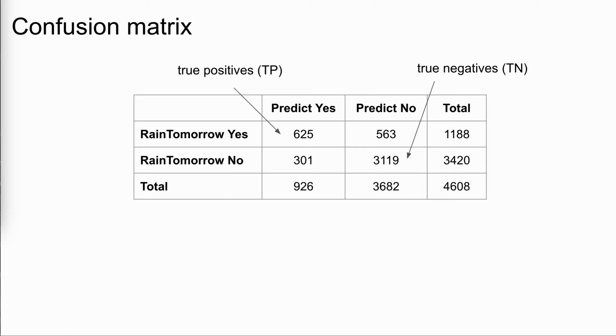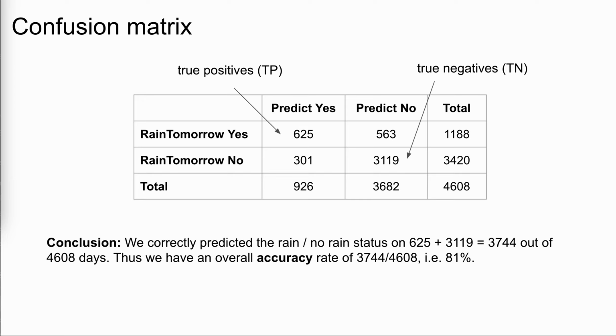Finally, we can focus on the accuracy of our logistic regression predictions overall. So across all 4,608 data points, there were 625 true positives and over 3,000 true negatives. In total then, we correctly predicted the rain or no rain status on the sum of these, 625 plus 3,119, or 3,744 out of 4,608 total days. Thus, we have an overall accuracy rate of roughly 81%.